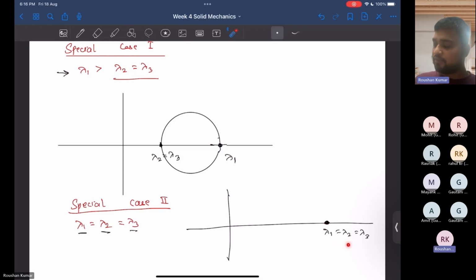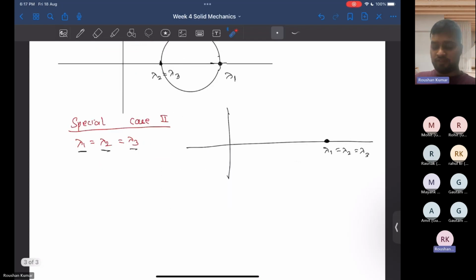This case happens in many examples where all the three principal stresses are equal. One example that was already discussed in the lecture is the hydrostatic pressure acting at any point inside a fluid. In that case, when we see the principal stresses at a point on any particular plane in a fluid, the principal stresses are equal, which is equal to the hydrostatic pressure of the fluid. So this is about the special cases of Mohr circle.